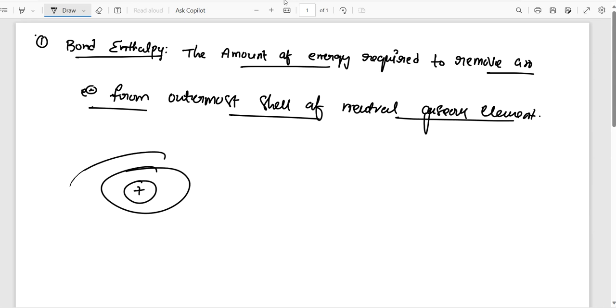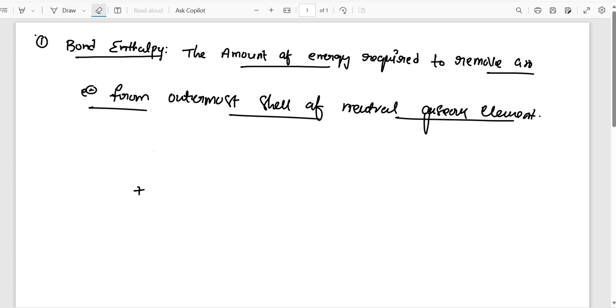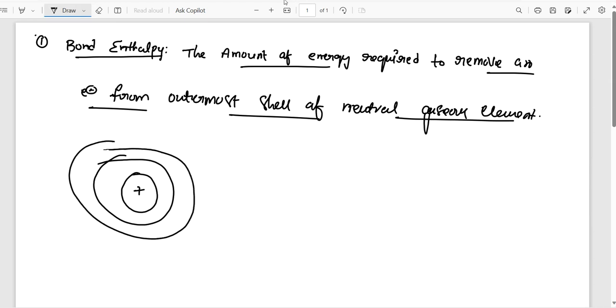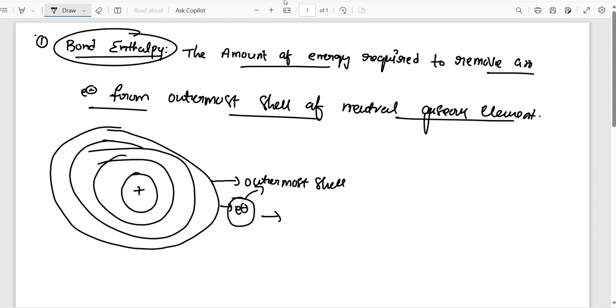For example, here are the shells for a particular element. This is the outermost shell, and one electron is present here. To remove this electron from the outermost shell, how much energy is needed? That we call bond enthalpy. So the amount of energy required to remove this electron from the outermost shell is called the bond enthalpy.